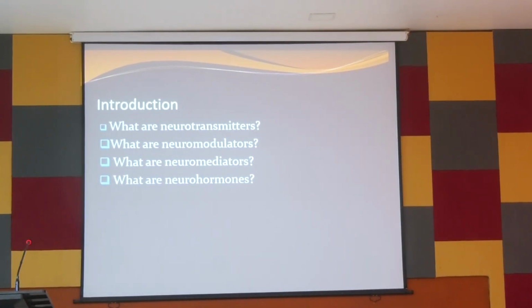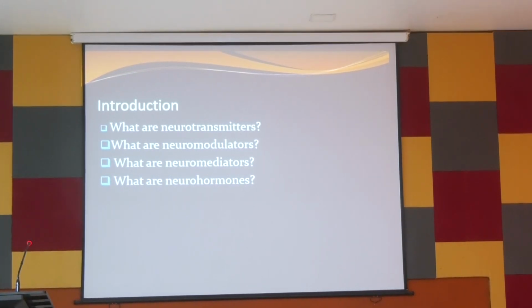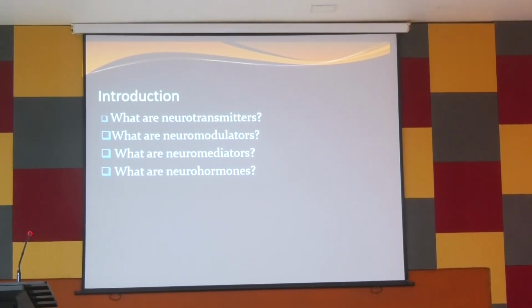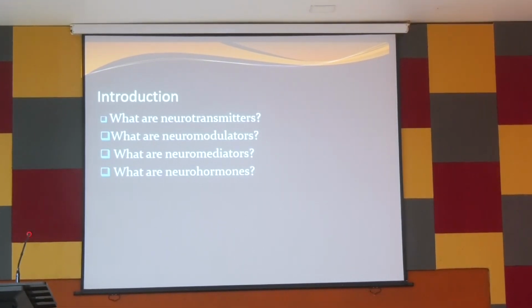Now, during the transmission of nerve impulse across the synaptic cleft, the presence of certain substances is very essential, because there is no continuity between the presynaptic nerve and the postsynaptic nerve. There is a gap. How is the impulse transmitted to the postsynaptic receptor? It is with the help of certain substances being released. Those are known as the neurotransmitters.